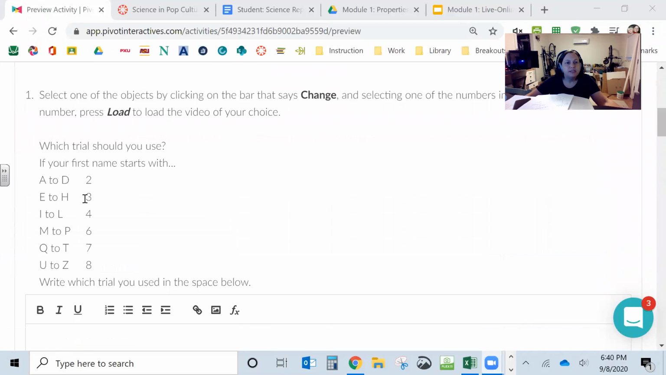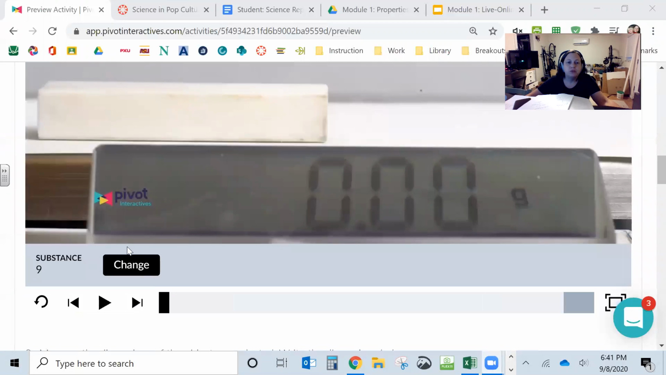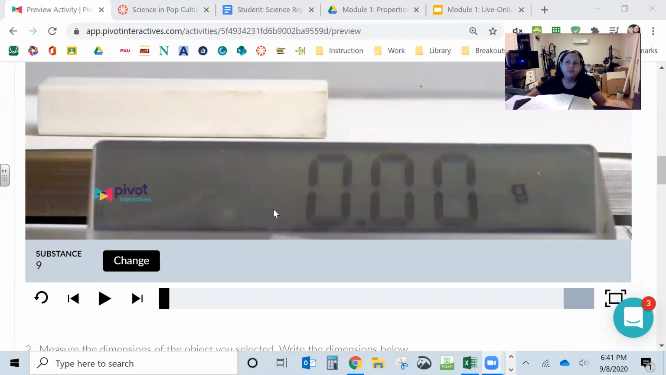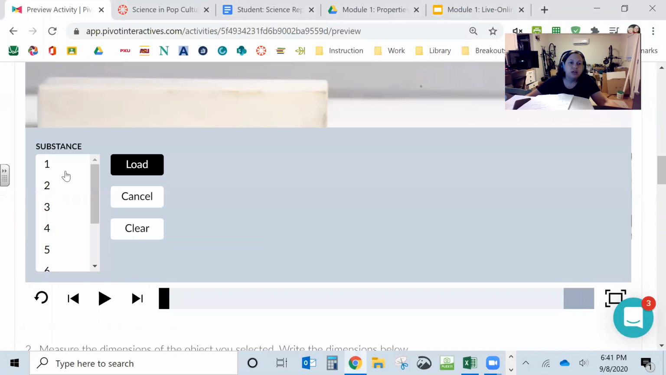Pivot often has different trials for you to use, so people have the opportunity to have different sorts of data. You're going to use the first initial of your name to figure out what trial you need. Then when you scroll down to the Pivot video, you can change the trial here.